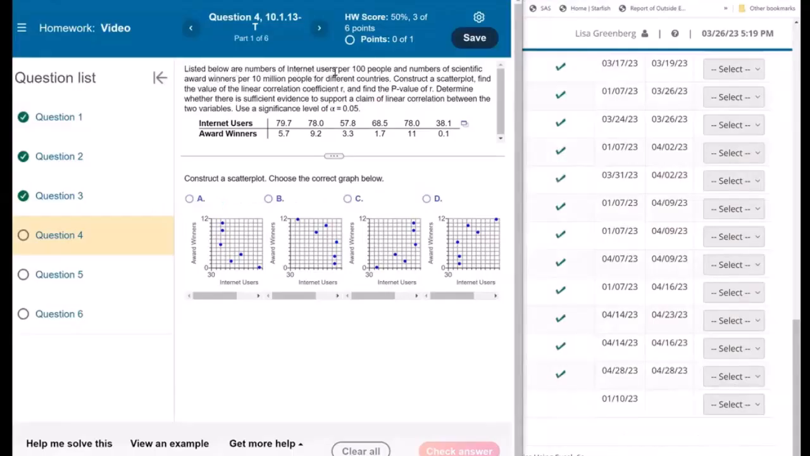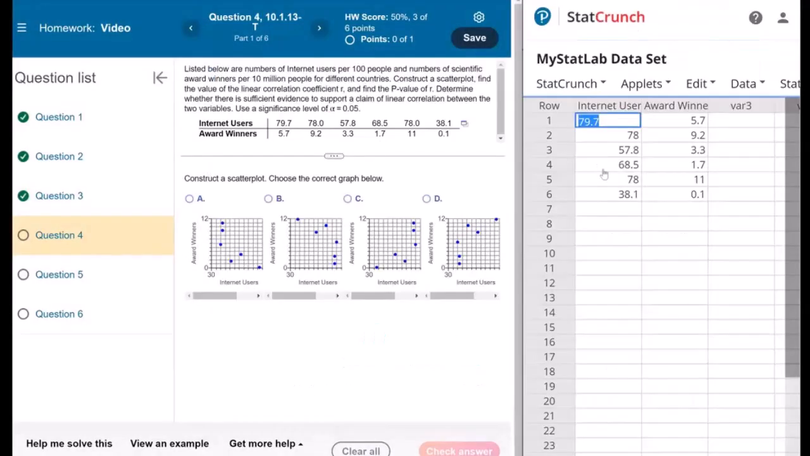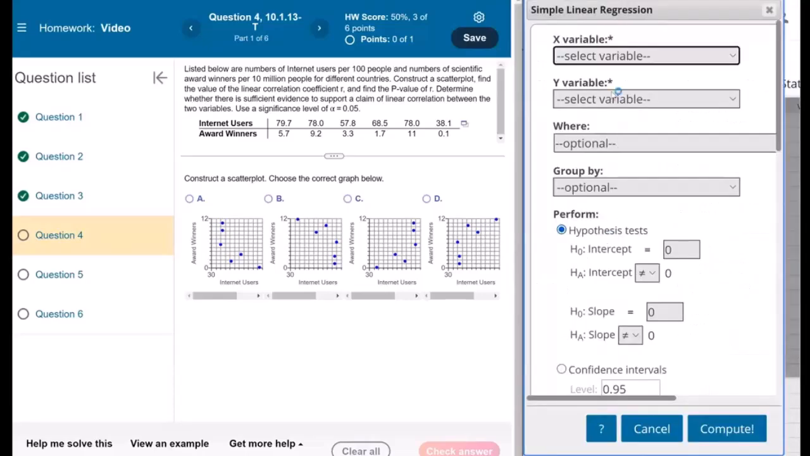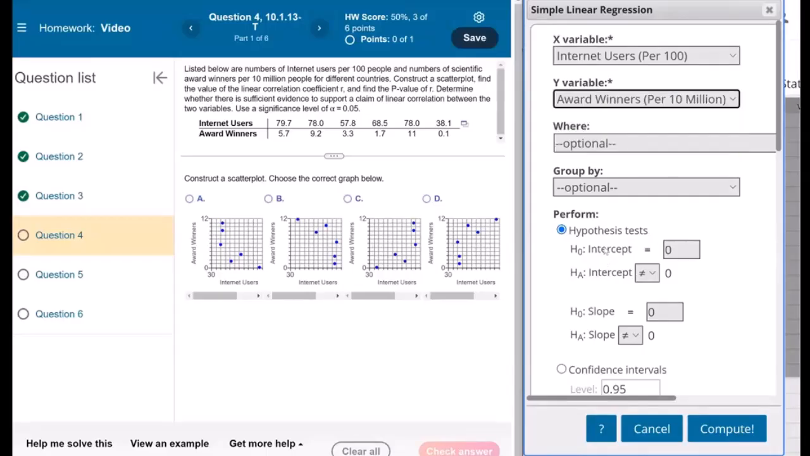Listed below are numbers of internet users per 100 people and numbers of scientific award winners per 10 million people for different countries. Let's just get our StatCrunch open first. Let's answer them one by one. First, stat, regression, simple linear. We have our data is internet users versus award winners.